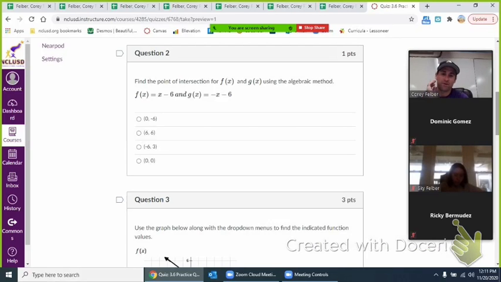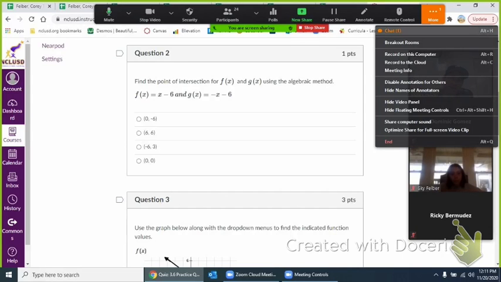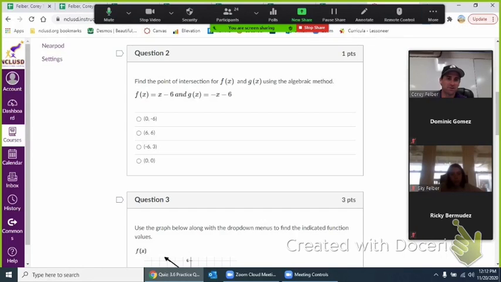It says find the point of intersection for f and g using the algebraic method. And so when it says this, algebraic means doing it using algebra. Algebra means like multiplying, subtracting, adding, dividing, squaring, all that stuff. So the fact that we had to subtract stuff on both sides and then divide, we're using algebra to find where the lines cross, basically.